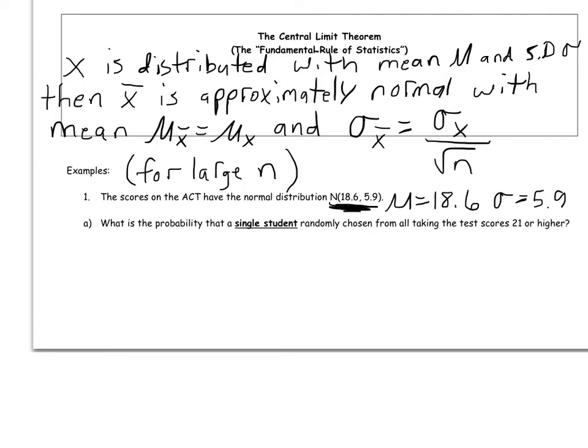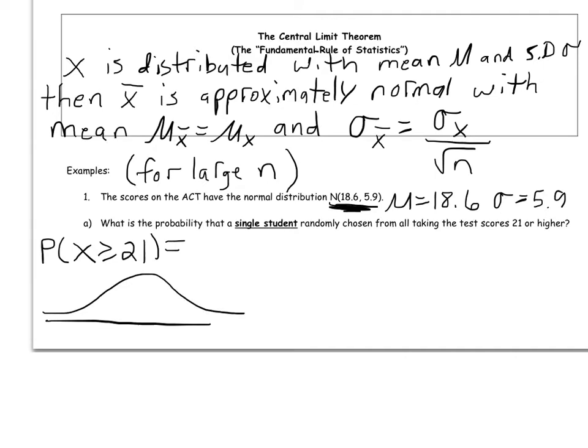So we're looking for the probability that a single student chosen at random scores a 21 or higher. That's our probability statement. We're looking for the probability that the student scores a 21 or better, and the scores are normally distributed. So what would the picture look like? There is my normal distribution with 18.6 in the middle. I'm going to mark off 21, and I'm looking for this area.